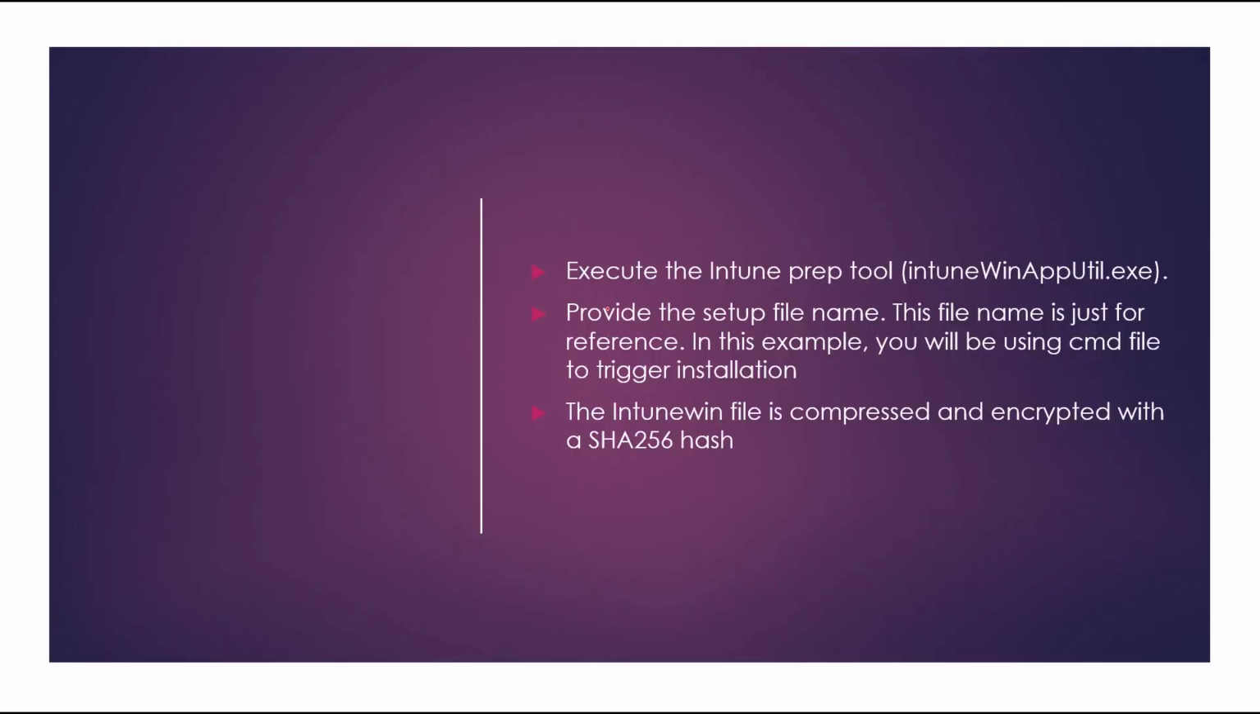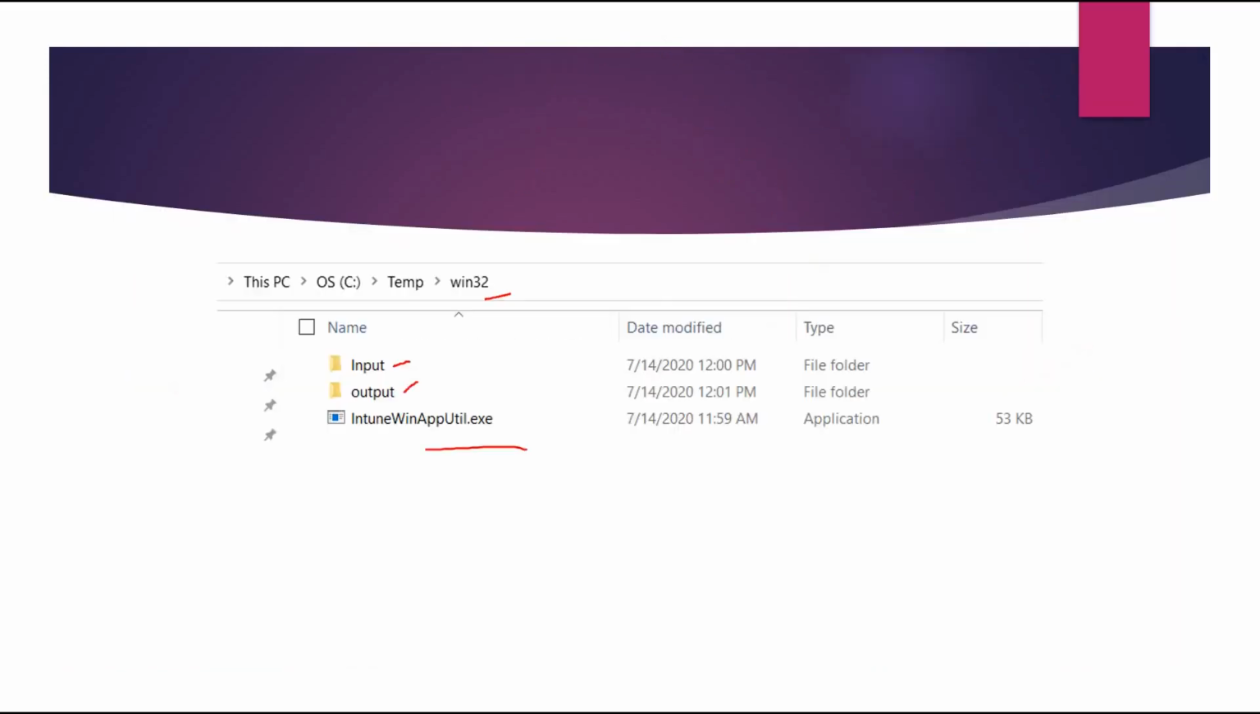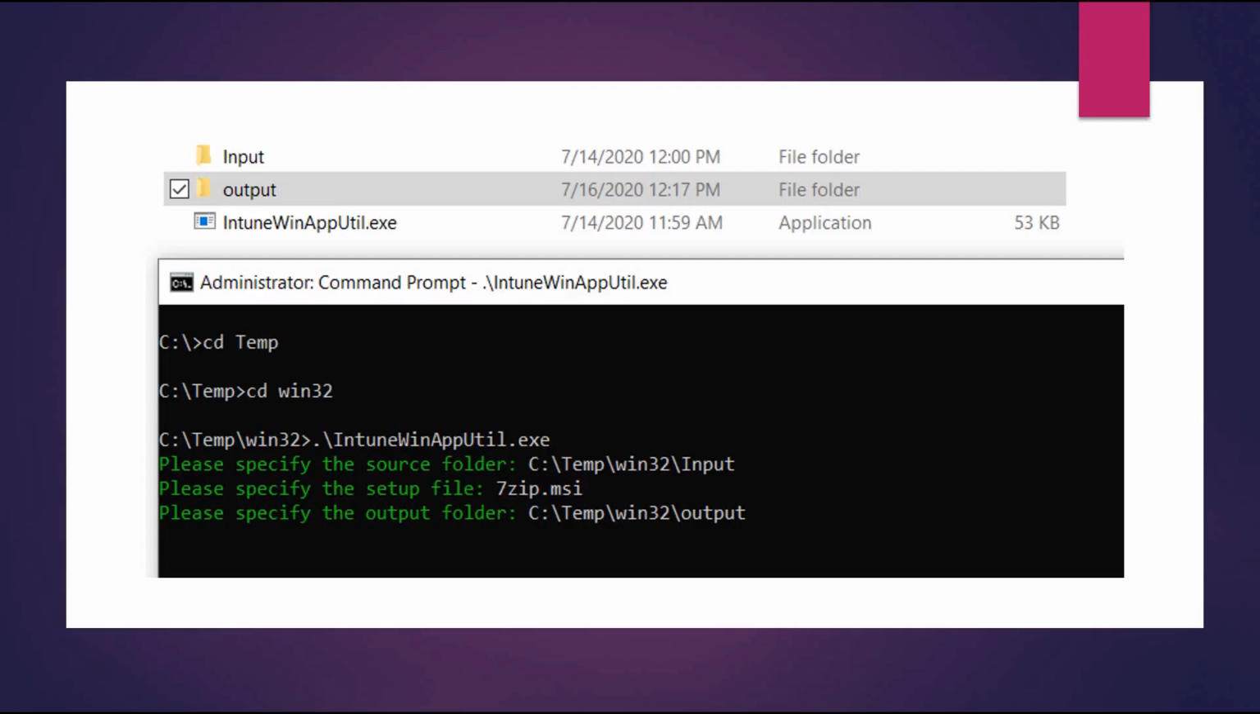Okay, now we need to execute the Intune WinApp utility. We need to provide the setup file name. We need to trigger the Intune WinApp utility. The output is a .intunewin file, which we already saw over here. This is the output. This is a compressed file, and this file contains in turn the XML as well as the setup, and it is an encrypted file using SHA-256 hash. Okay, so here is how we run it.